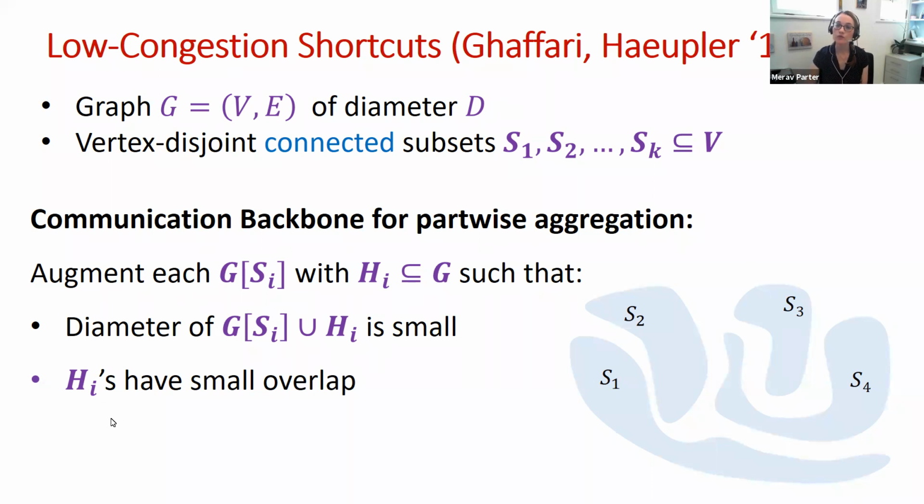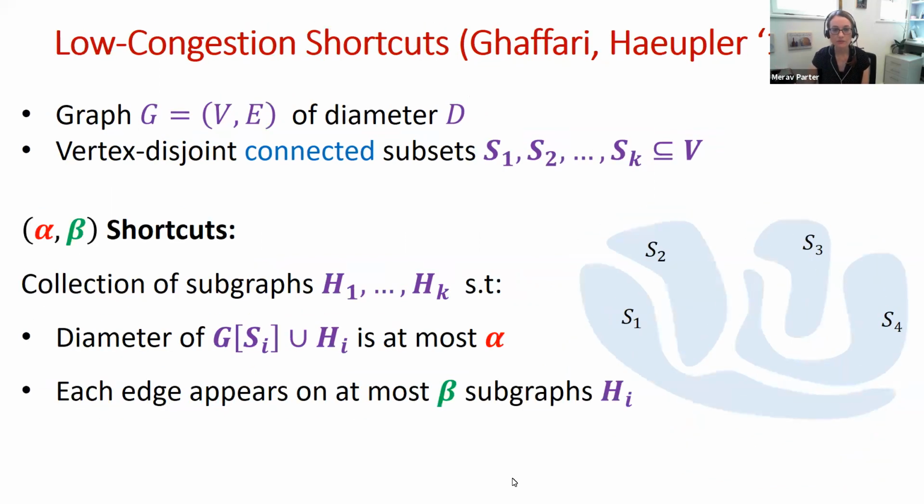In addition, since we are living in this bandwidth limited model, we want the subgraphs Hi to be as edge disjoint as possible. We want to minimize the overlap so that we can really perform the computation on all these parts in parallel. So formally, an alpha, beta shortcut is a collection of subgraphs H1 to Hk, one per part, so that the diameter of the augmented graph G[Si] union Hi is at most alpha.